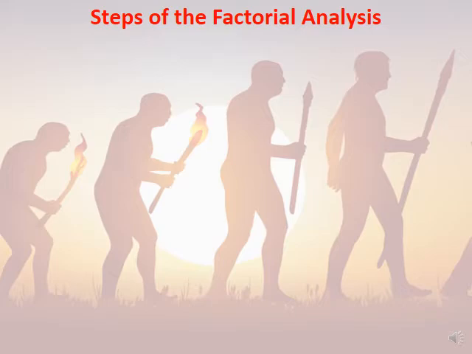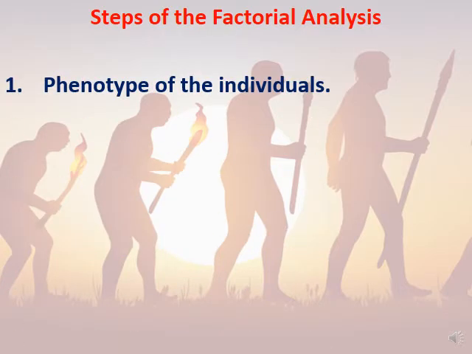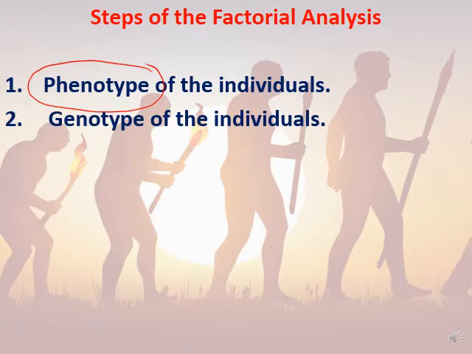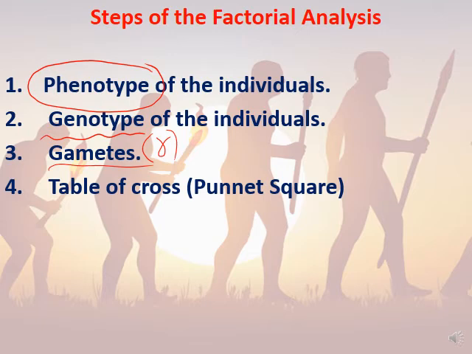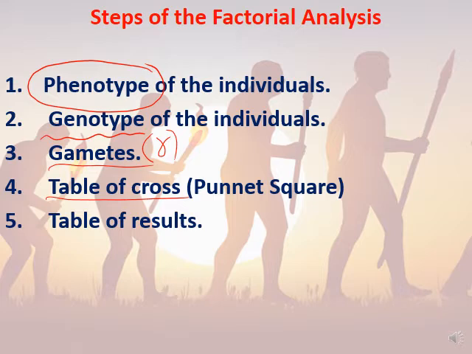In this video, we're going to review together the steps of the factorial analysis. So the first step, we have to write the phenotype of the individuals or the parents. Second step, we have to write the genotype of the individuals. Third step, we have to write the gametes. And the fourth step is going to be the table of cross, and the last step, step number 5, table of results.